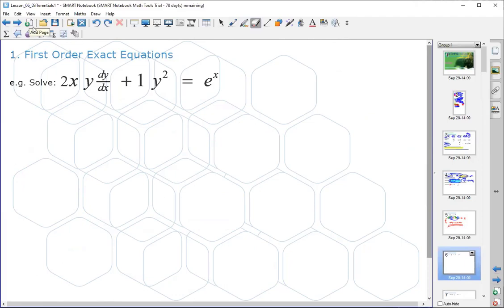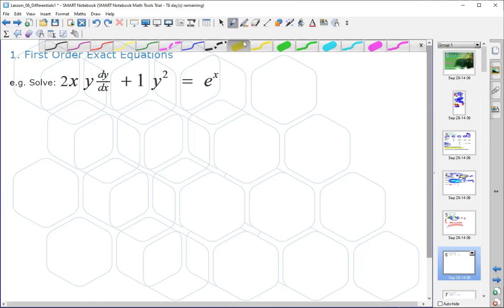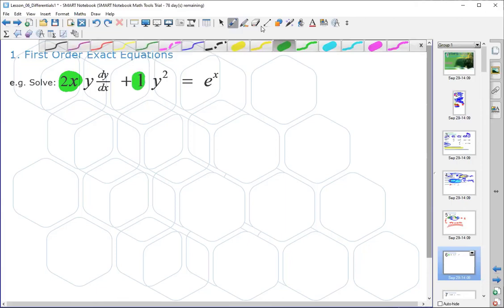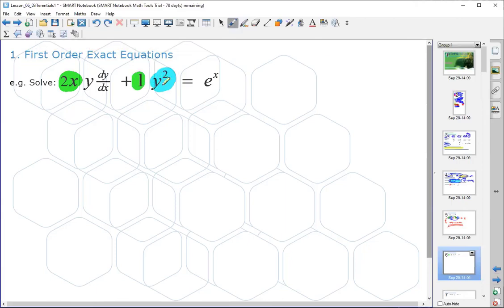Okay, so let's try and match them up. We've got the x bit here, and there isn't really an x bit here. Let's just call the 1 the x bit then, and the y bit here is the y squared, and the y bit here is the y dy by dx. Does it match up? Does the y squared differentiate to give me y dy by dx? And does the 2x differentiate to give me 1?